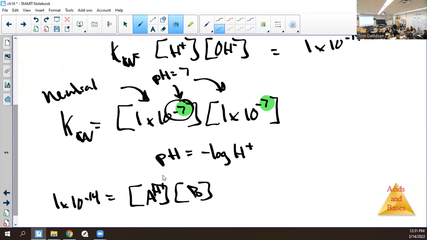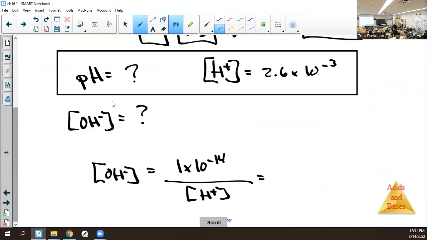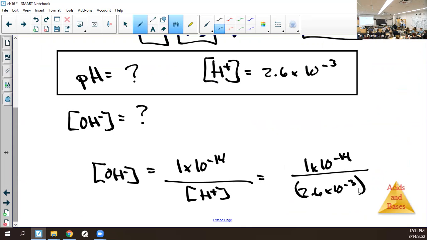All right. So we have the H plus and we have the OH minus, right? You with me? So we had H plus. Now I need to know the OH minus concentration. I know this now, I'll just plug it in. It's 1 times 10 to the negative 14 over, I gave you this value, 2.6 times 10 to the negative third. Now you have to type this in all in parentheses, or you get the right number but the wrong exponent.